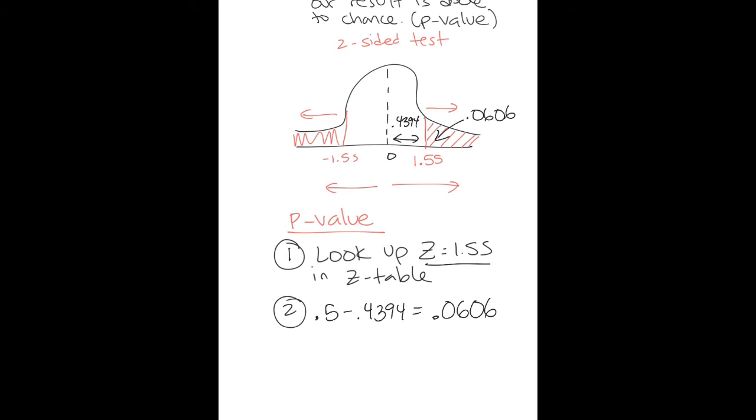Now, since it's a two-tailed test, we have to also replicate this on the left side. And so that's another 0.0606. So since we're doing a two-sided test, we do 0.0606 plus 0.0606, and we get 0.1212.